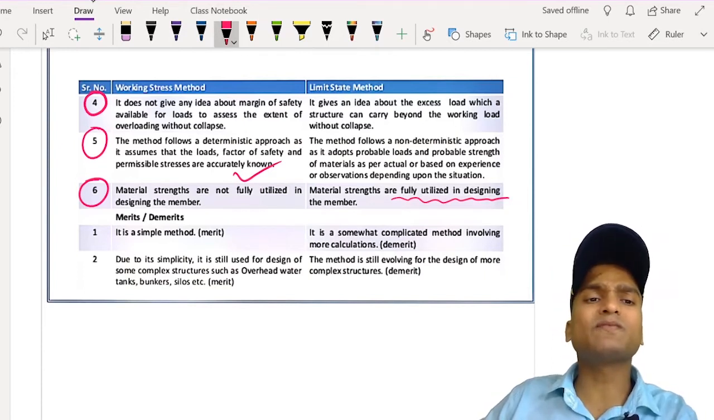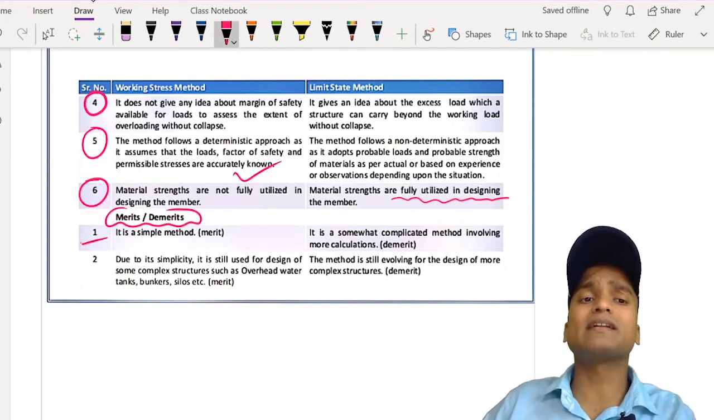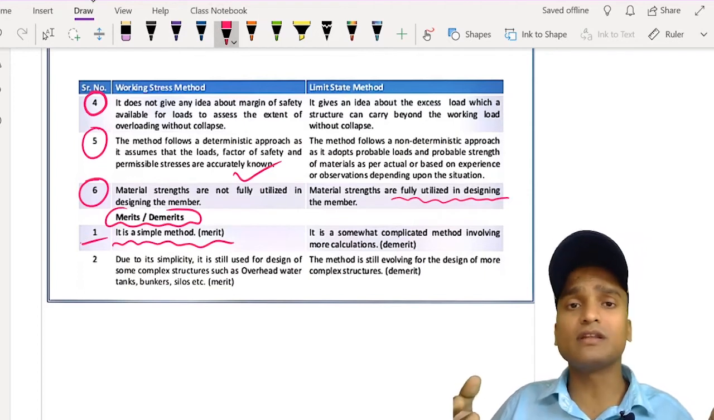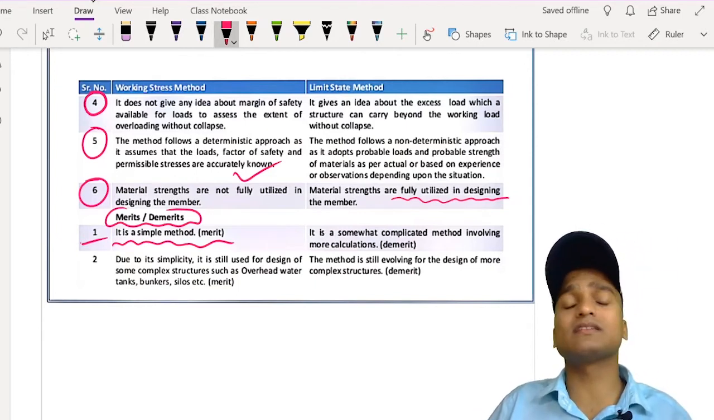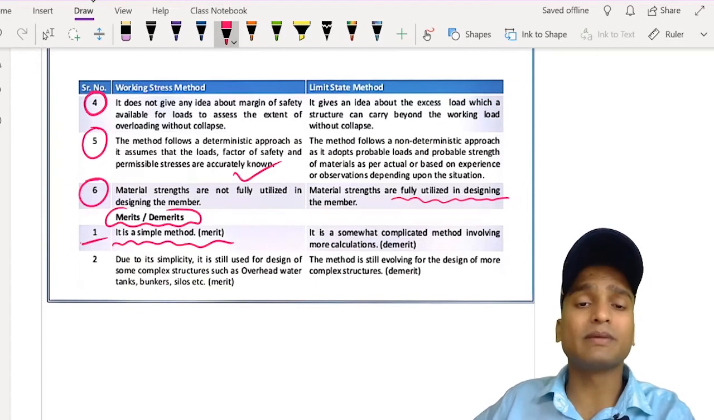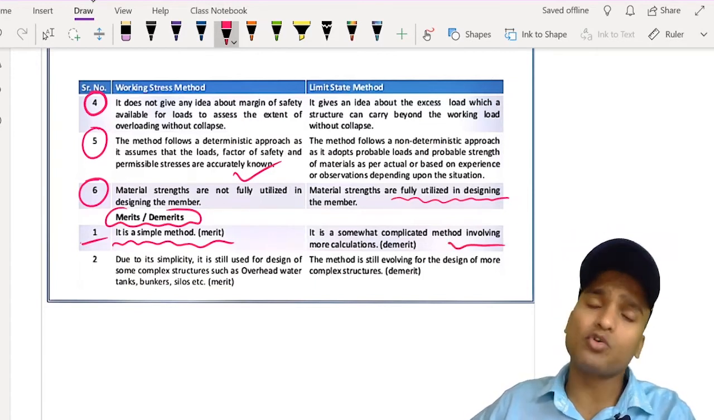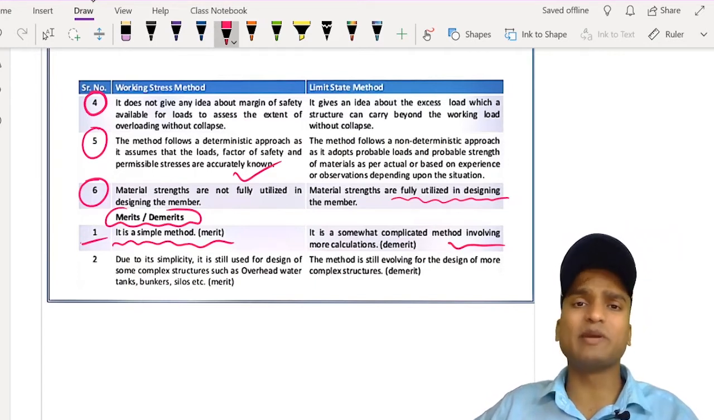Now let us discuss few merits and demerits of WSM. The first merit is that WSM is a simple method. Of course it will be, because we are using just the linear behavior of stress and strain. Whereas in LSM, since we use non-linear behavior, of course the mathematical analysis will become complex and the method will be complicated and it will surely involve little more calculations, but it cannot be completely said as demerit.